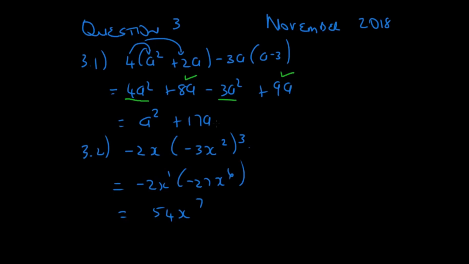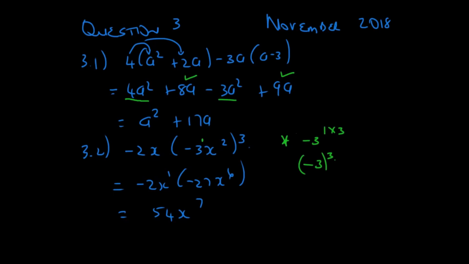Let's look at 3.2. We have negative 2x, and in brackets we have negative 3x squared to the power 3. Okay, what this means is that, well, you know BODMAS. We know we must do brackets first. So we need to simplify this first.